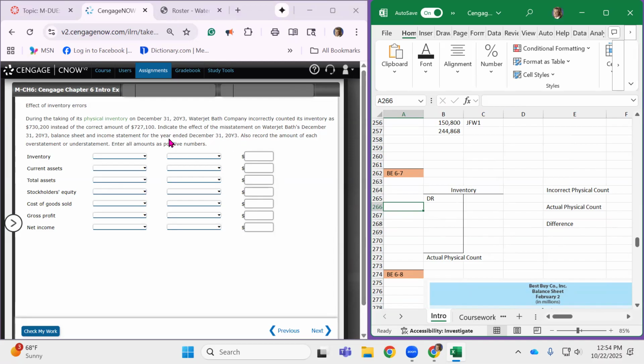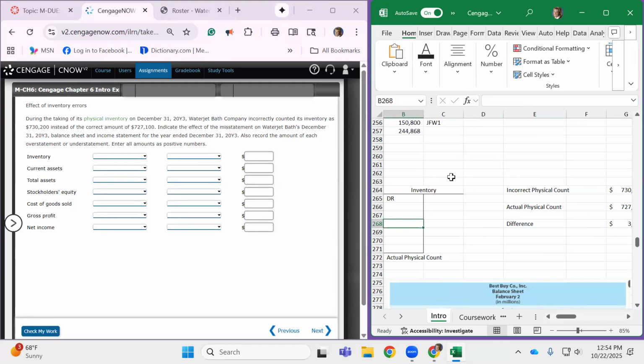It says, indicate the effect of the misstatement on Waterjet Bath's December 31st, 2000 year 3 balance sheet and income statement for the year ending December 31st. Now this can be a little bit tricky. So remember, inventory is an asset, right? It gets reported on the balance sheet. So I'm going to put balance sheet here. So whatever's going on with this asset is what's going on with the other assets, what's going on with the balance sheet.